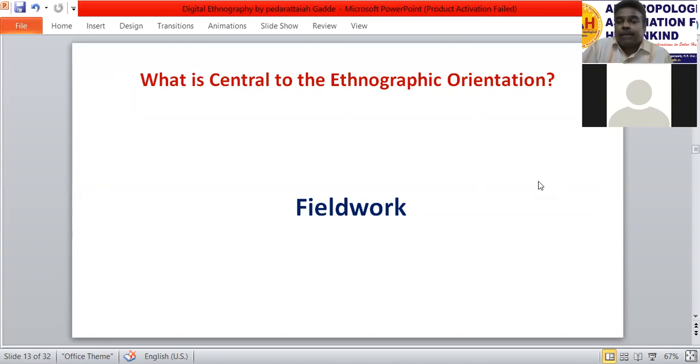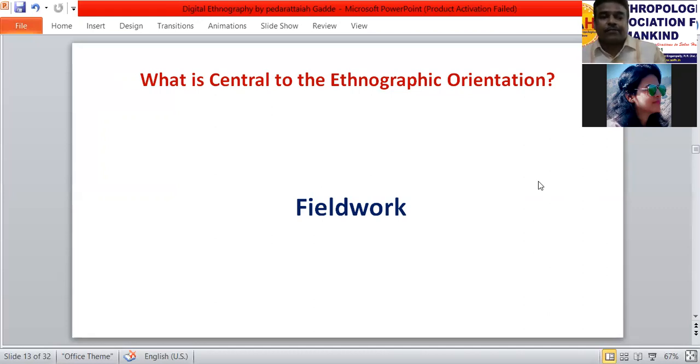So what is central to the ethnographic orientation? Fieldwork. Fieldwork is central to the ethnographic orientation, which separates the discipline of anthropology from all other disciplines, whether natural, social or humanities. Anthropology's exclusive strength is participant observation, ethnography, which is done in fieldwork on the site. So fieldwork is the study of people and their culture in their natural behavior.